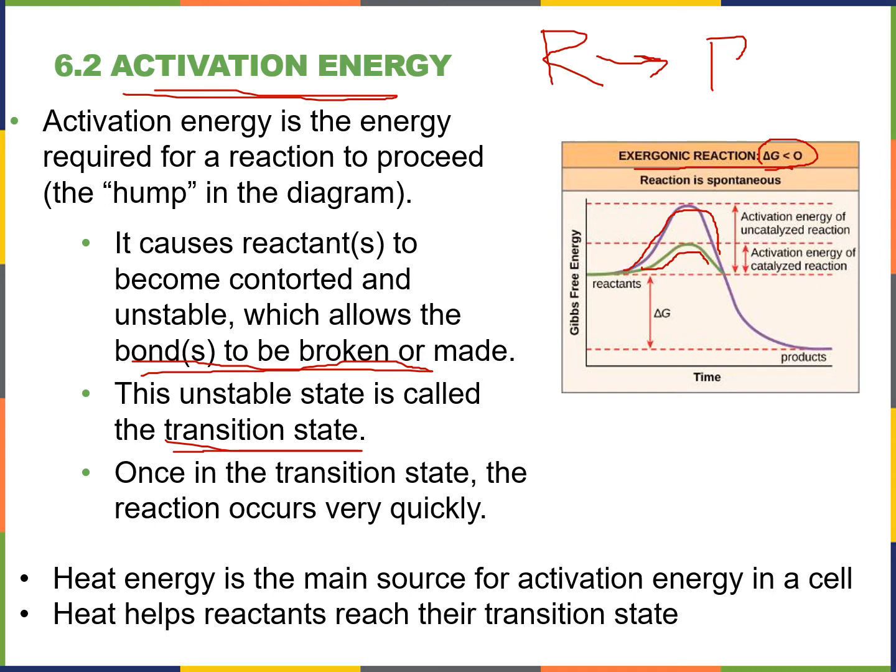So heat energy is going to be the main source for activation energy in a cell. Think about this: what happens to molecules when you heat them? They speed up, they start to move faster, they start to collide with one another. And the heat is essential for helping these reactants reach their transition state, this unstable state, so that no additional energy is needed after that point for the reaction to occur.